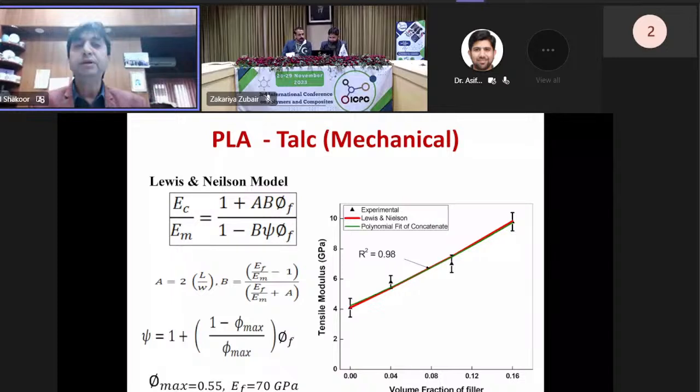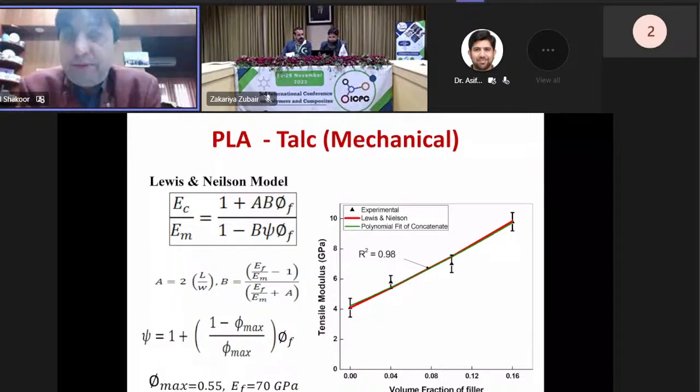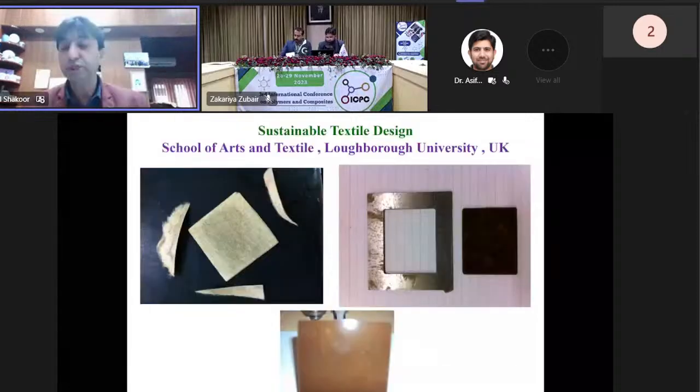We were not only limited to this one; we are also working with Loughborough University, UK. We were doing some sort of textile work on that one, to do some sort of sustainable textile thinking, because they were interested in interior decoration textiles. So we had the expertise to develop this PLA.